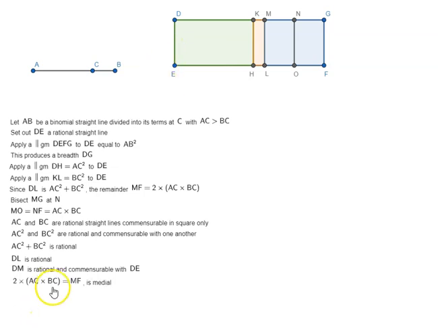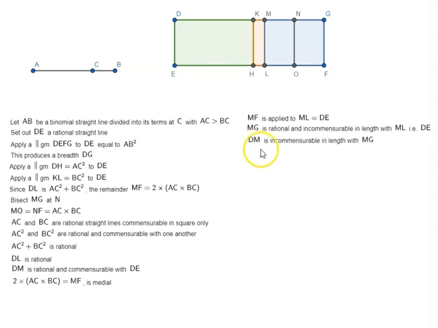2 times AC by BC is equal to MF. This is going to be medial because AC and BC are rational straight lines commensurable in square only. MF is applied to ML. MF area is applied to ML, which is equal to DE, which is a rational straight line. So that means MG is rational and incommensurable in length with ML, that is DE, because this is medial and this is rational. So which means DM is incommensurable in length with MG.